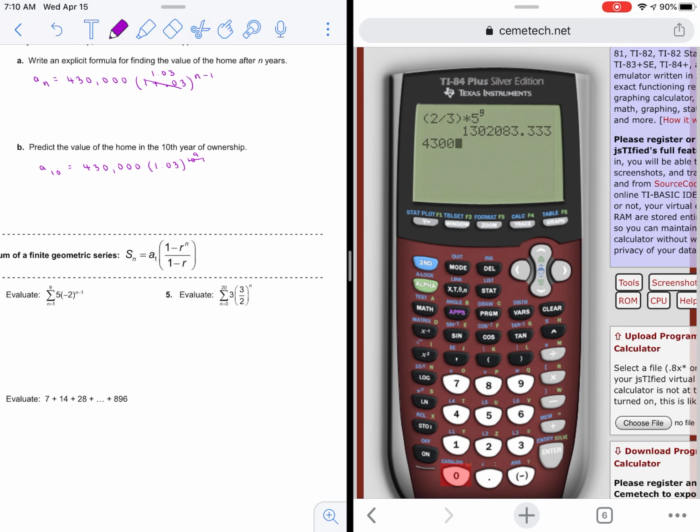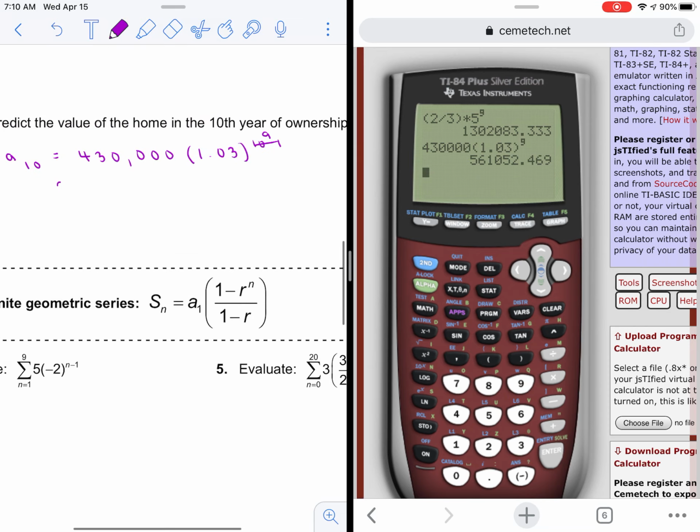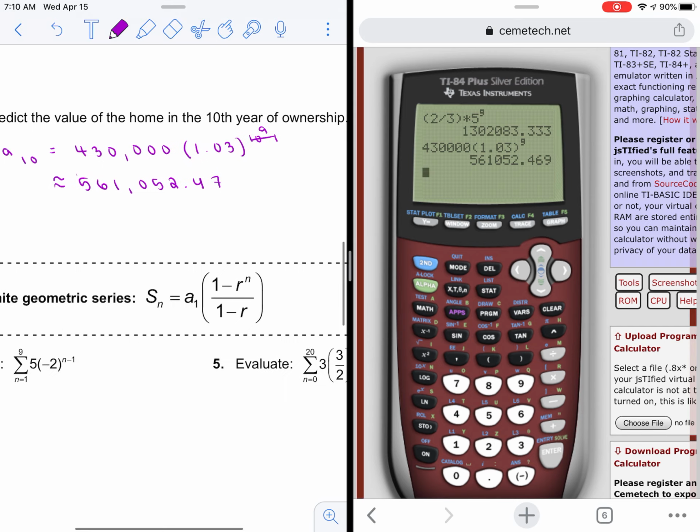430,000, and then we're going to multiply that by 1.03 raised to the 9th power. And we're going to get approximately 561,052 and approximately 47 cents.